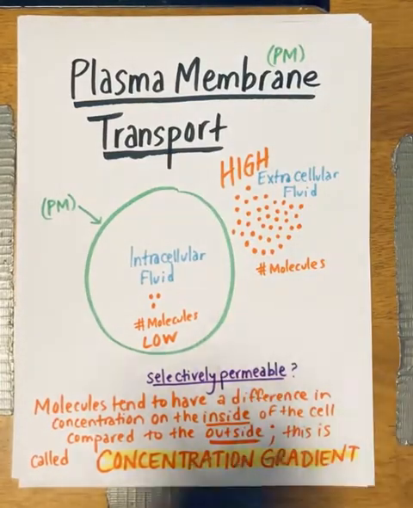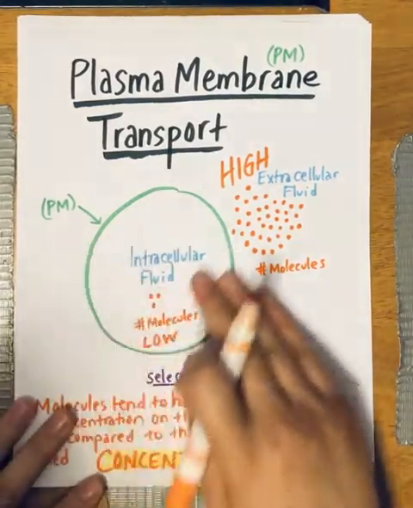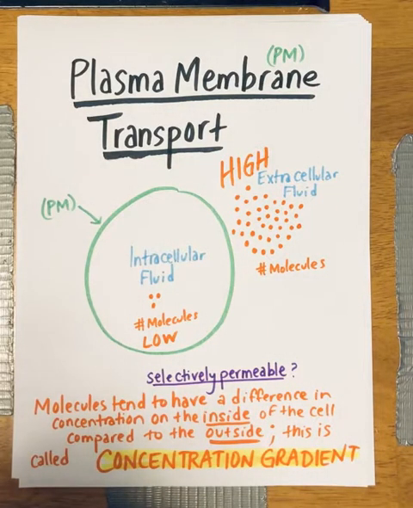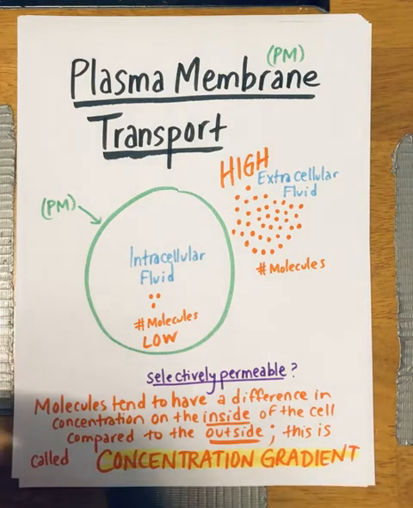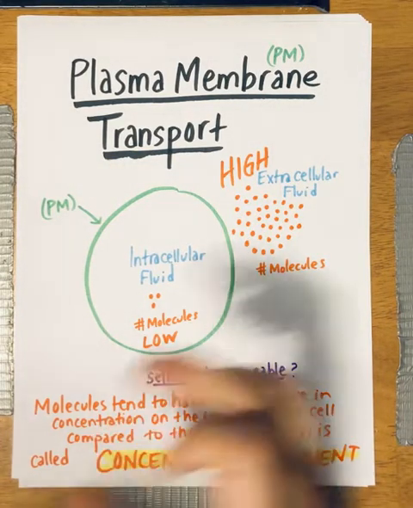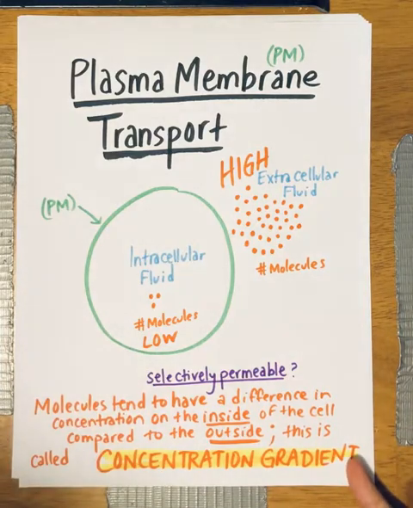You can flip these. You could put a lot of molecules on the inside and you would say there's a high concentration on the inside, and a low concentration on the outside. These can be changed, but before you can understand the two different types of transport, you need to understand this definition of a concentration gradient.